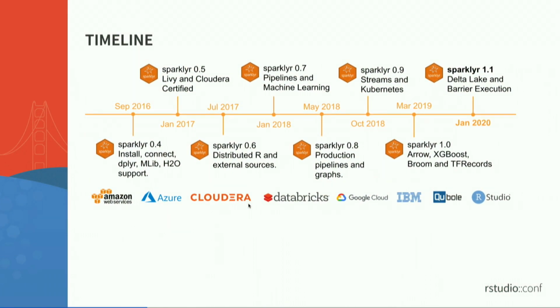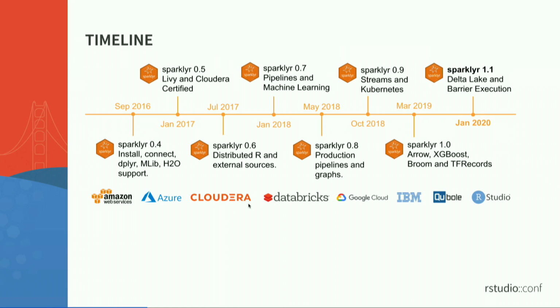All right, so what have we been up to? Well, we started the sparklyr project back in 2016. And since then, we've obviously added a bunch of features, but I think it's more interesting to highlight that there's a bunch of products and cloud services that have embraced sparklyr. At different degrees, some of them have provided blog posts and documentation on how to use it. Some other cloud providers like Databricks and Qubole have actually added first-class support in sparklyr for their clusters, which is pretty great.